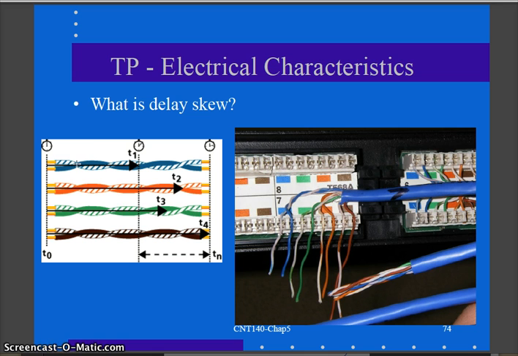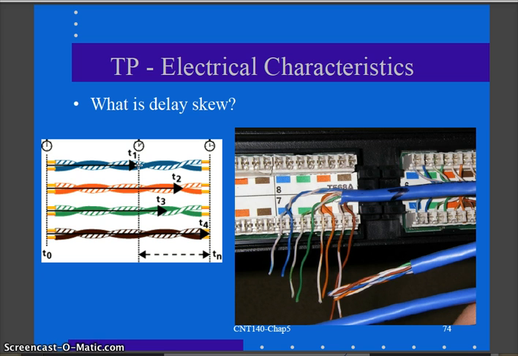Delay skew is this: if I send a signal down a cable, all these bits should be arriving at the other end at the same time. But if my wire pairs are terminated oddly, which we'll get to in a second, it's possible to have some bits arrive on the brown pair and a fraction of a second later arrive on the orange pair, a fraction of a second later the green pair, a fraction of a second later the blue pair. Well, that's not acceptable. You start getting jitter. You start getting bits out of alignment.